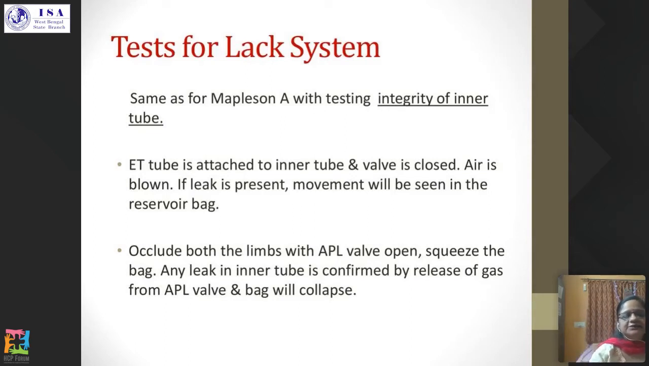Another test is to occlude both limbs with the APL valve open and squeeze the bag. Any leak in the inner tube is confirmed by release of the gas from the APL valve, and the bag will collapse.